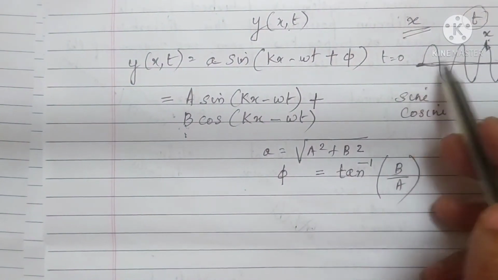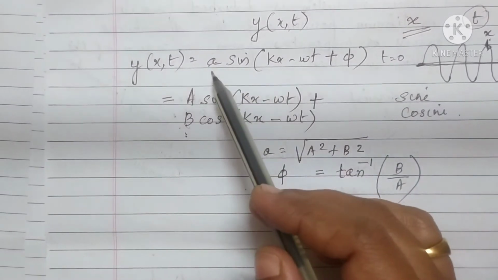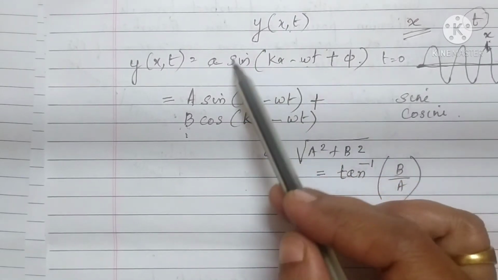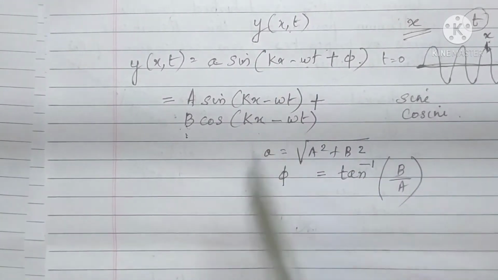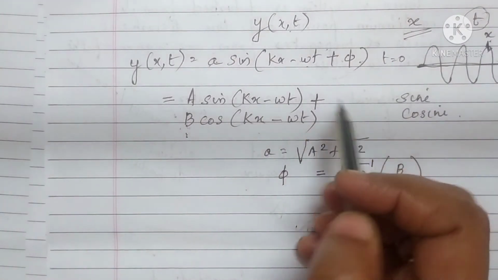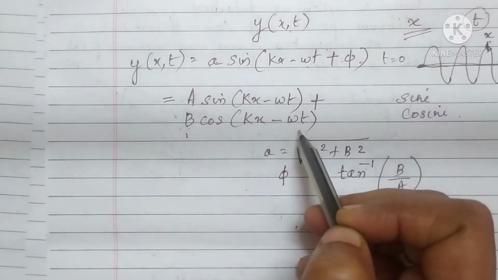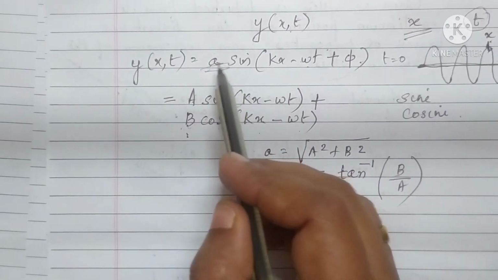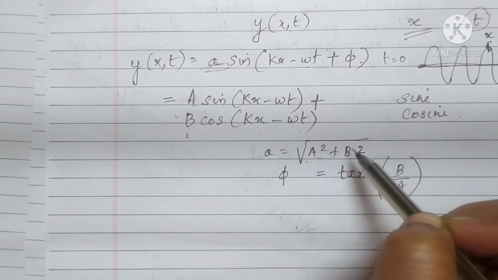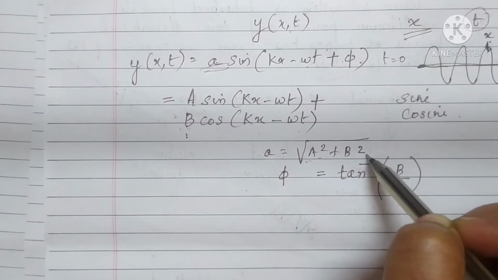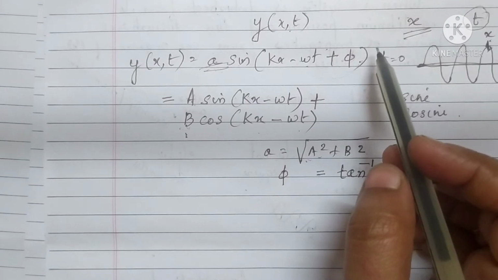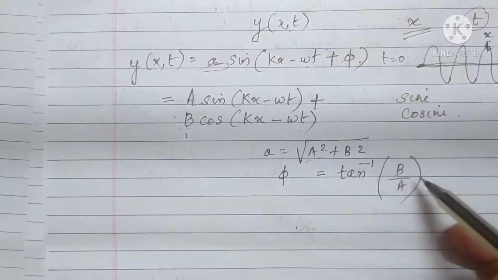Okay. So for a traveling wave, the equation is y = A sin(kx − ωt + φ). Again, you can write this equation in the form of sine and cosine, like A sin(kx − ωt) + B cos(kx − ωt), where this value A can be written as the root of the sum of the squares of A and B, that is √(A² + B²). Also, this value φ, the phase, can be written as tan inverse of B by A.